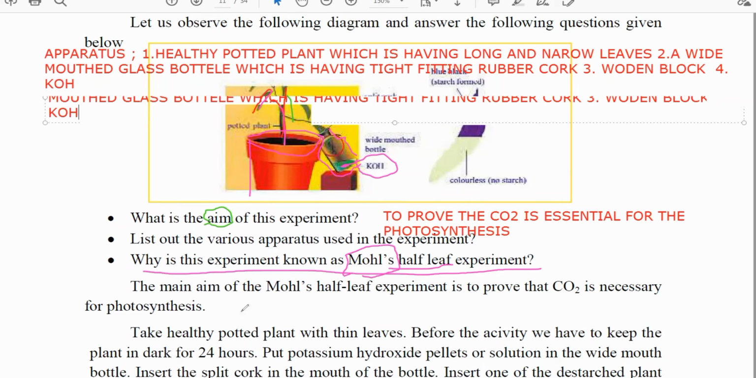So the main aim of this Moll's half-leaf experiment is to prove that CO2 is essential for photosynthesis.